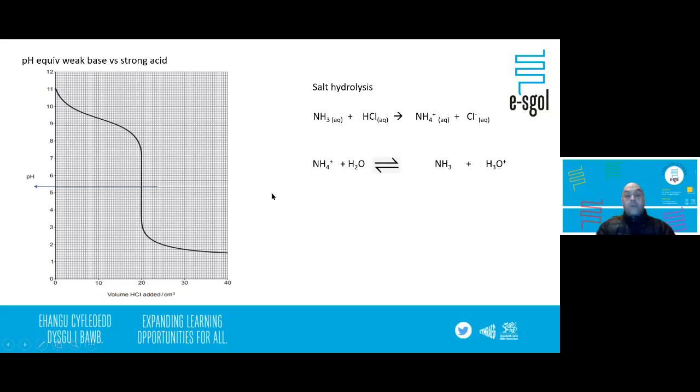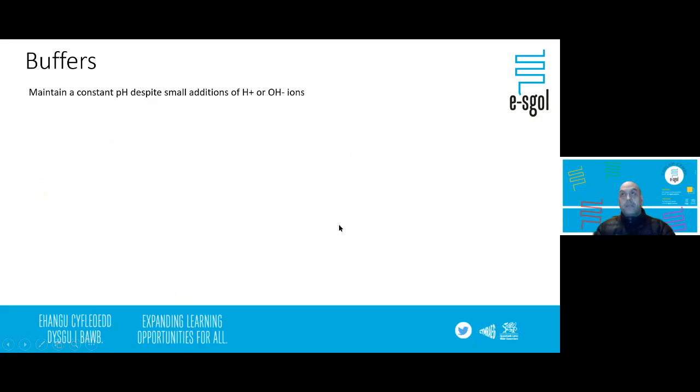So if you're asked about the equivalence point, quote salt hydrolysis. If you need to talk about salt hydrolysis, talk about the salts that you make and how they react with the water.